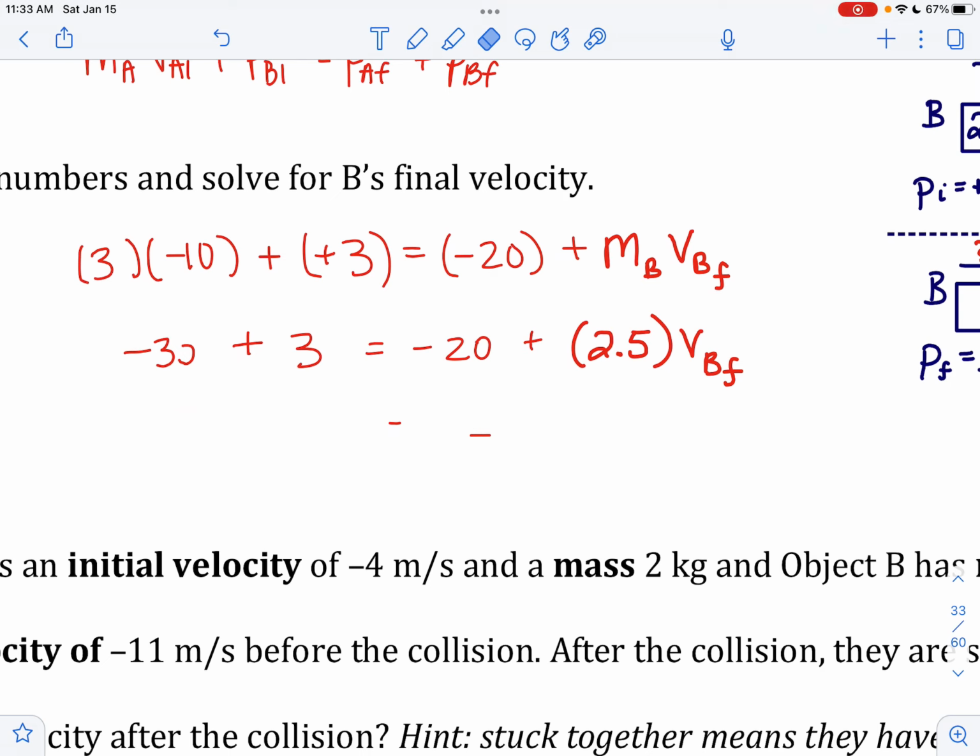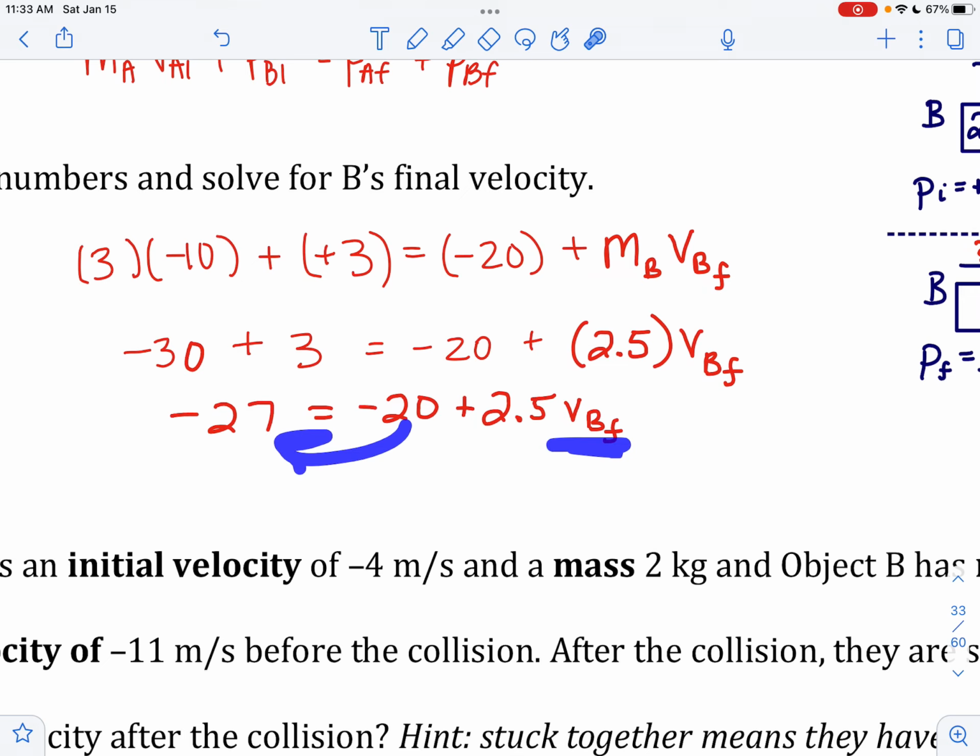And now at this point, I know all the values that I need in order to solve this. So on the left-hand side, I'm going to have negative 27, and then equals minus 20 plus 2.5 times VB final. You cannot combine these two, because they are not like terms. So I'm going to need to move the 20 over the other side by adding 20 to both sides. So then I'm going to get negative 7 equals 2.5 times VBF. And then I need to do negative 7 divided by 2.5.